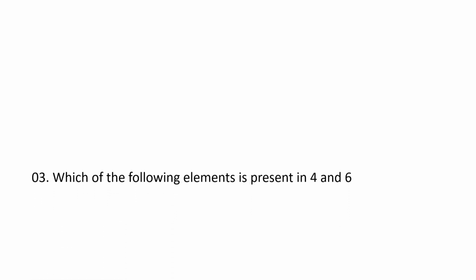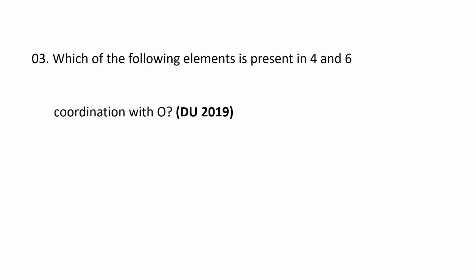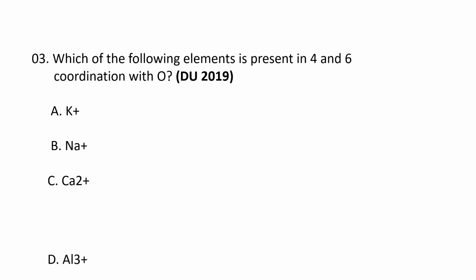Next question. Which of the following elements is present in 4 and 6 coordination with oxygen? A. Potassium, B. Sodium, C. Calcium, and D. Aluminium. So the correct answer is aluminium. Aluminium can be found in both 4 and 6 coordination with oxygen. In many compounds, aluminium exhibits a coordination number of 6, meaning it is surrounded by 6 oxygen atoms in an octahedral arrangement. However, aluminium can also be found in a tetrahedral or 4 coordination environment with oxygen in certain compounds, such as in some aluminate ions or in some mineral structures. So the correct answer is aluminium. It is present in 4 and 6 coordination with oxygen.